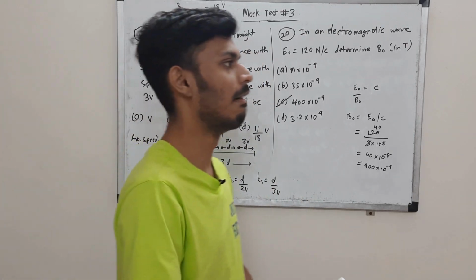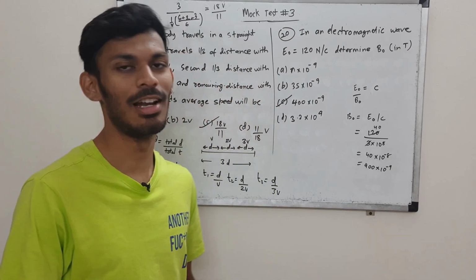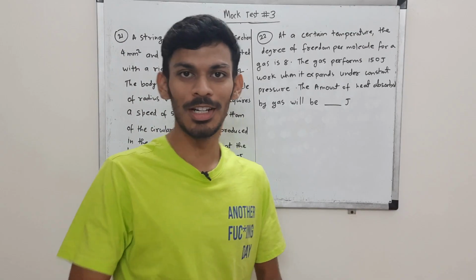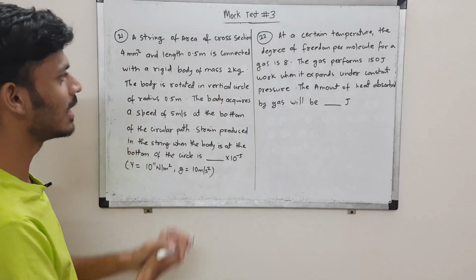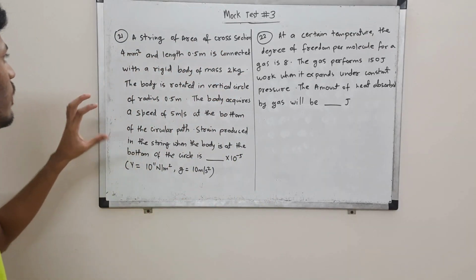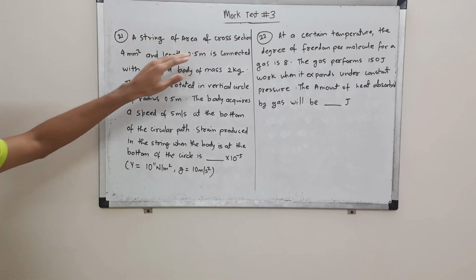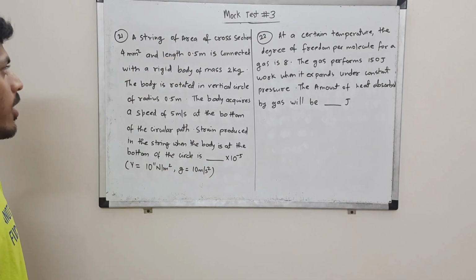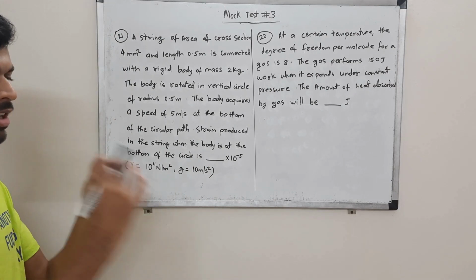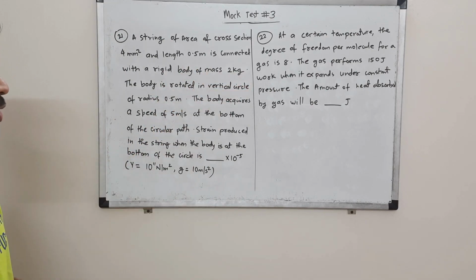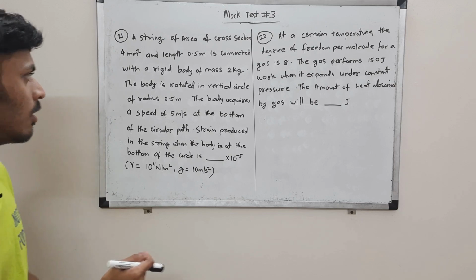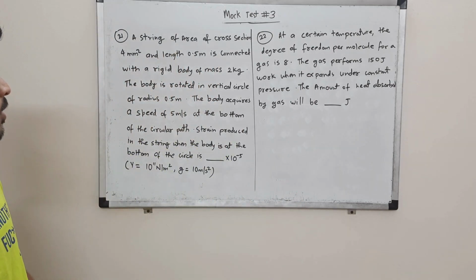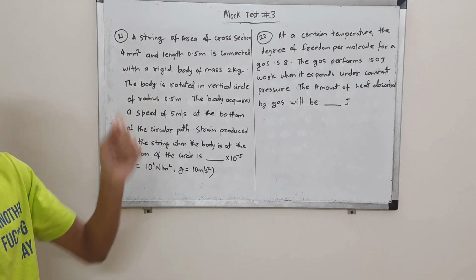Let's do the slightly challenging numerical type questions now, stepping into the territory of our integer based questions. Question 21: we have a string of cross-sectional area 4 millimeter square and length 0.5 meters, connected with a rigid body of mass 2 kgs. You are going to rotate that in a vertical circle of radius 0.5 meters, the length of the string.